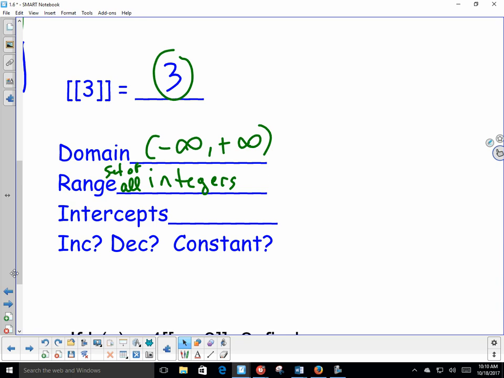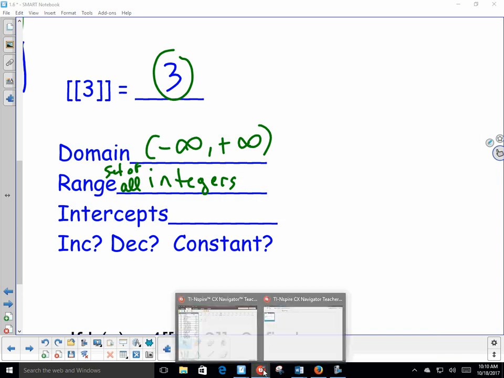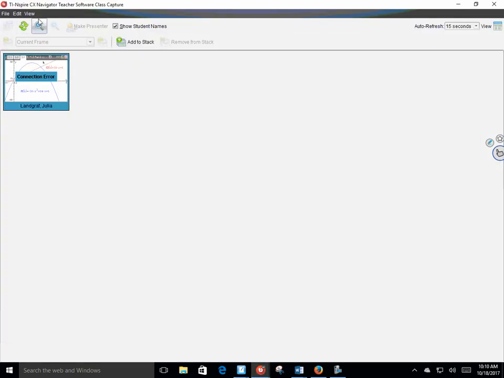All right, the graph is constant between each pair of consecutive integers, and the graph does jump vertically 1 unit at each integer value. So if you graph this on your calculator, because you can graph these, graphing on your calculator.